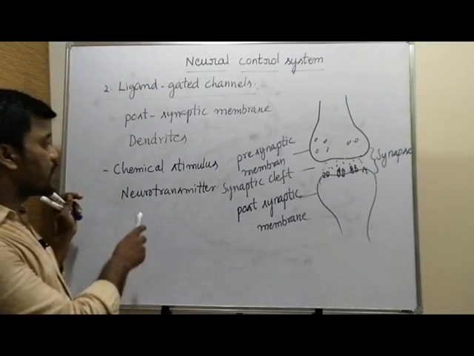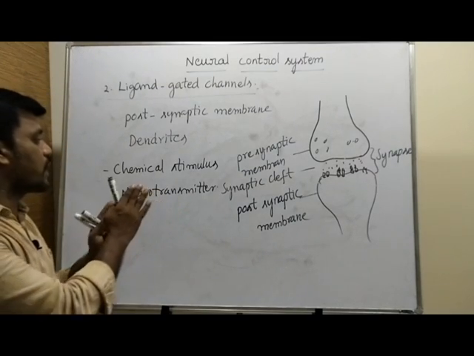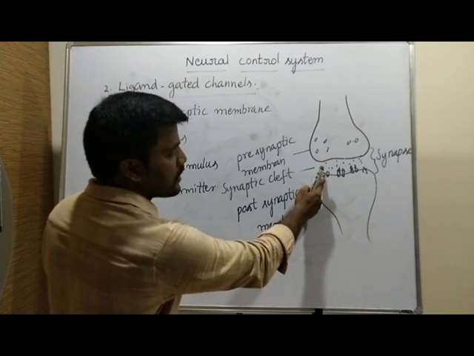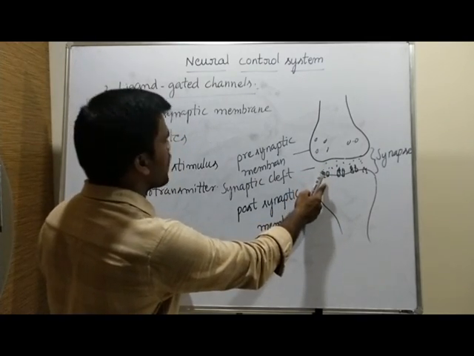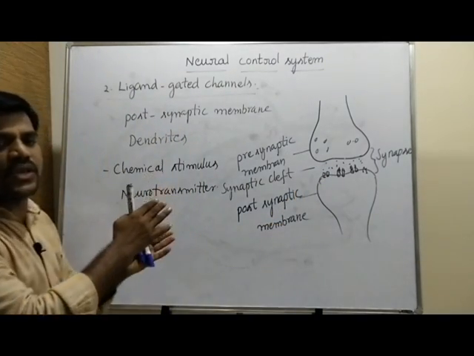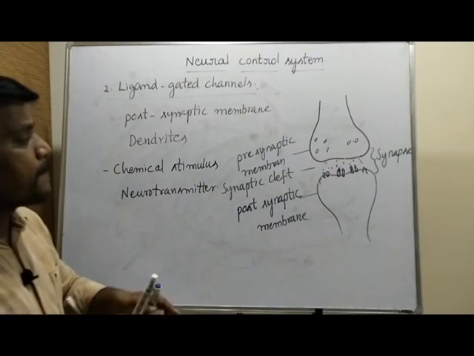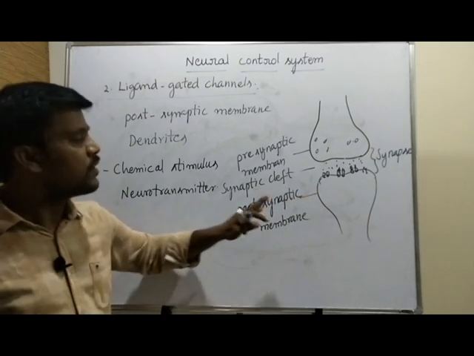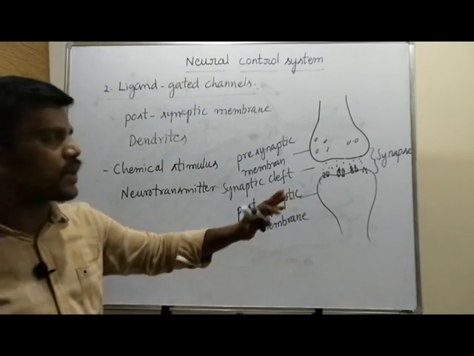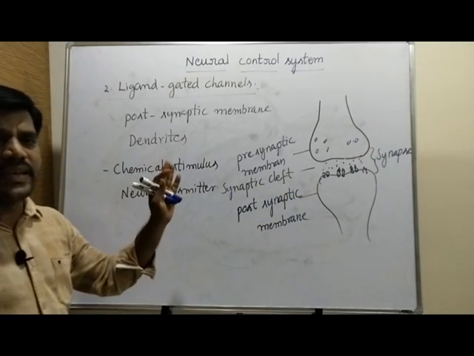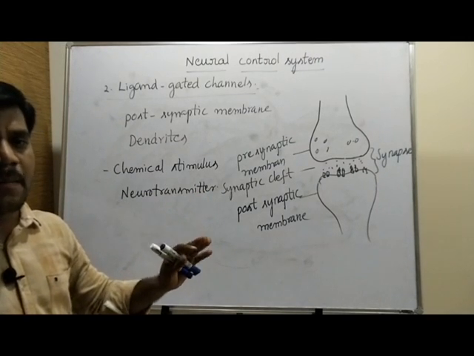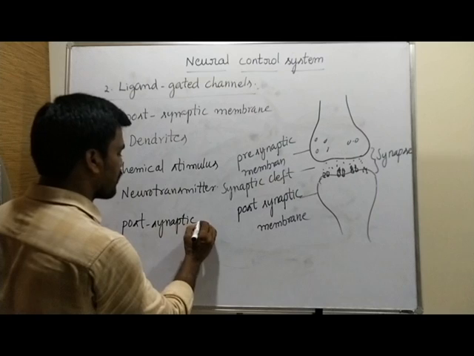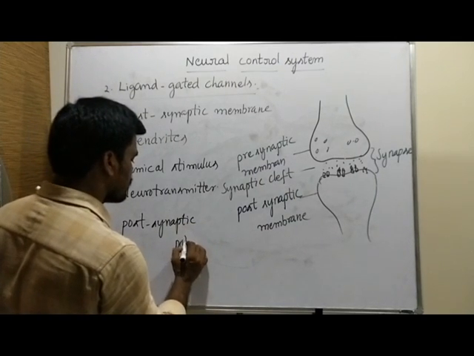So when the chemical stimuli, the neurotransmitters, act on this membrane, these ligand gated channels open or close based on the neurotransmitter. So these gates open or close. These ligand gated channels create the postsynaptic potential.